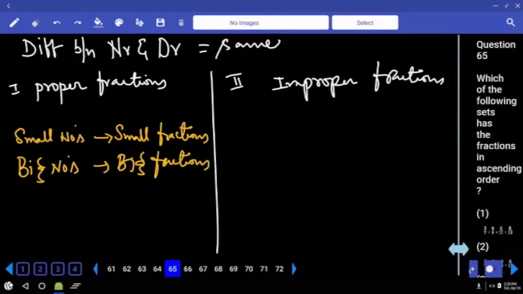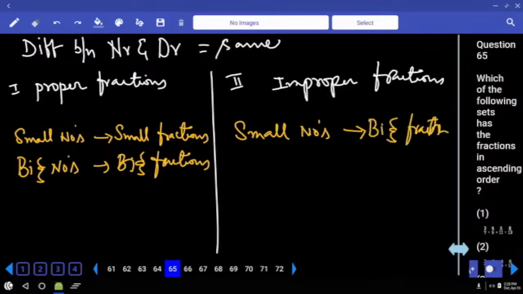If those fractions are improper fractions, exactly reverse. Small numbers become big fractions and big numbers become small fractions.